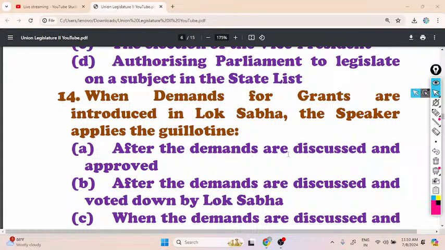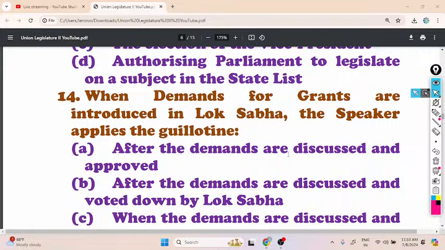So at the time of the budget, there are a lot of demands for grants, 294 or more than that, if I am right. More than 294 demands are introduced, and they require a lot of time to be passed. But as the time given ends, then Parliament has to take up all the discussed and undiscussed demands and put them to vote at one time.